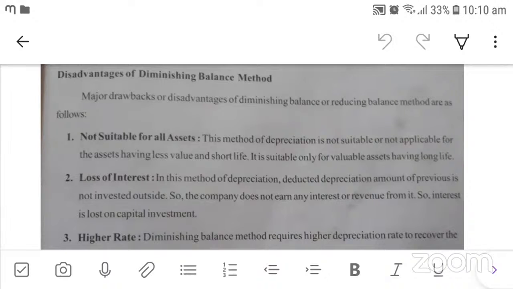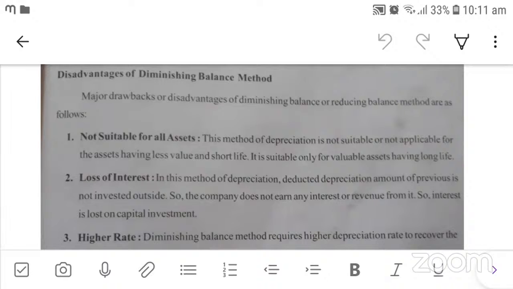This method of depreciation is not suitable or not applicable for assets having less value and short life. It is suitable only for valuable assets having long life. For example, plant and machinery, the life of the asset will be more. Buildings also, the life of the buildings is more. This method is suitable for those assets.